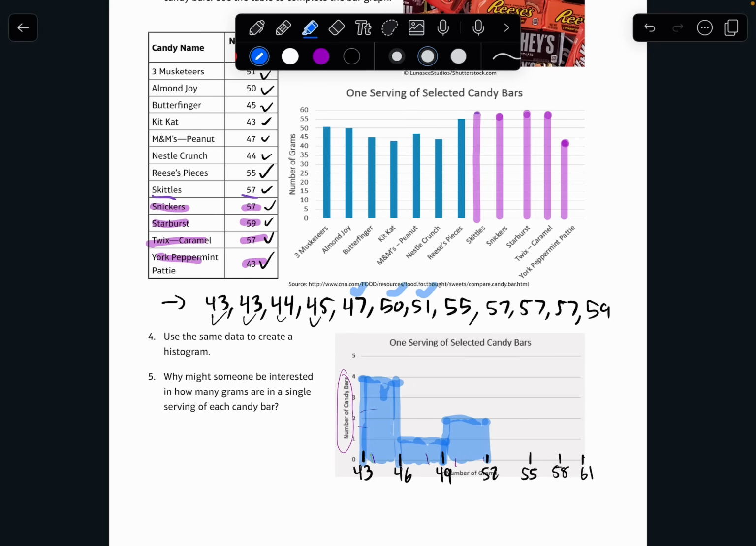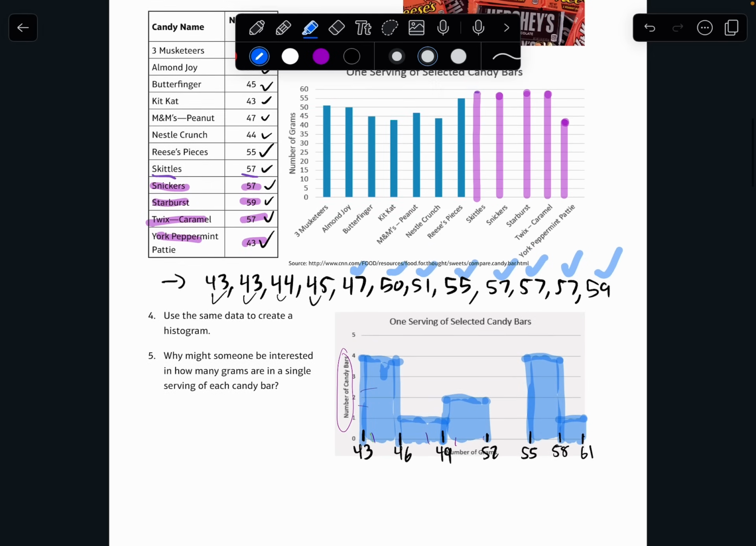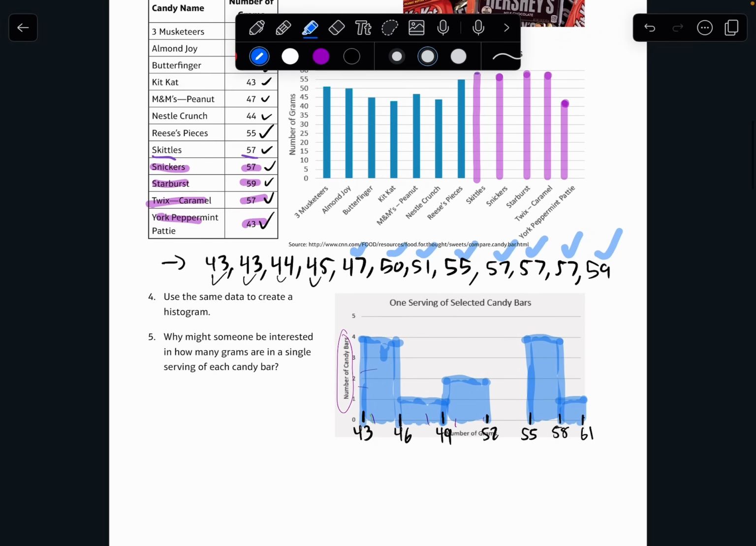But I do have between 55 and 58. So I need 55, 56, 57. So I do have 1, 2, 3, 4. So I have 4 of those that fall in that range. And then last one, 59. So that falls between 58 and 61. So this is what the histogram should look like.